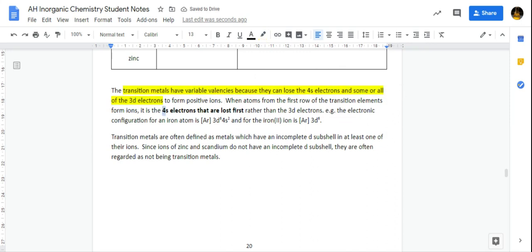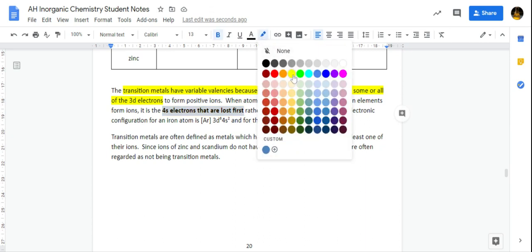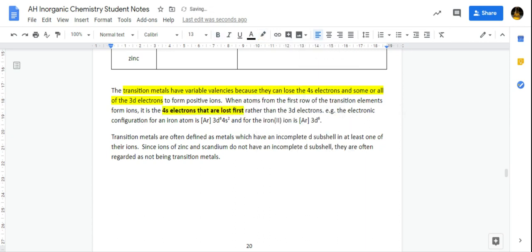Always, it's the 4s electrons that are lost first. Okay, and that doesn't matter, including copper and chromium, it's still the 4s electrons that are lost first, rather than the 3d electrons. So for example, an iron atom is 3d6, 4s2, and for an iron 2 ion, it would just be 3d6. Some people write 4s0, it's fine to do that. Okay, just remember that for the iron 2 ion, there's no 4s electrons. In your orbital box notation, you would just leave the 4s subshell empty.